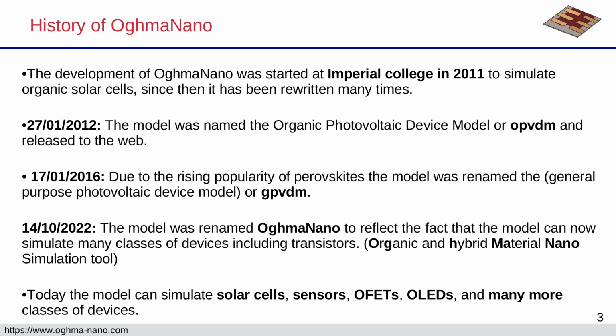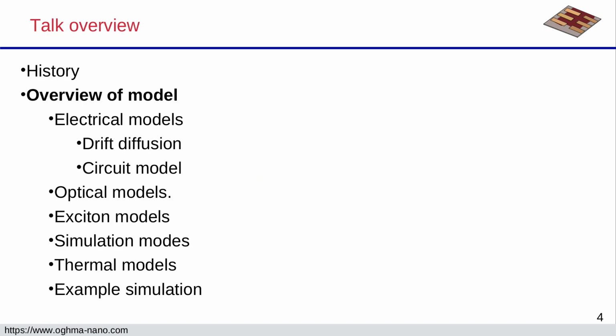So I renamed the model this week, and it's called OghmaNano. And it stands for Organic Hybrid Material Nano Simulation Tool. And it's also the name of a Scottish or Irish god, so I thought it was quite a nice name there. So moving on, overview of the model.